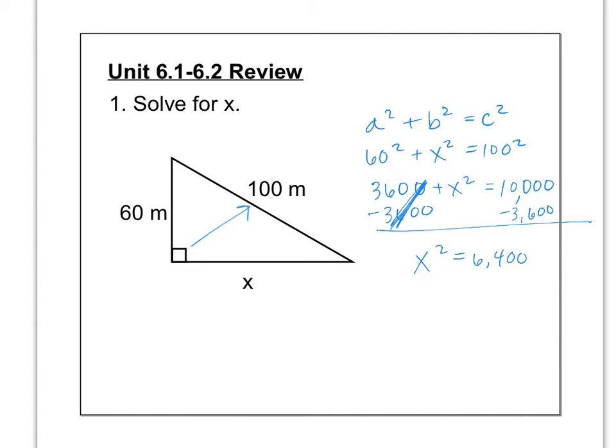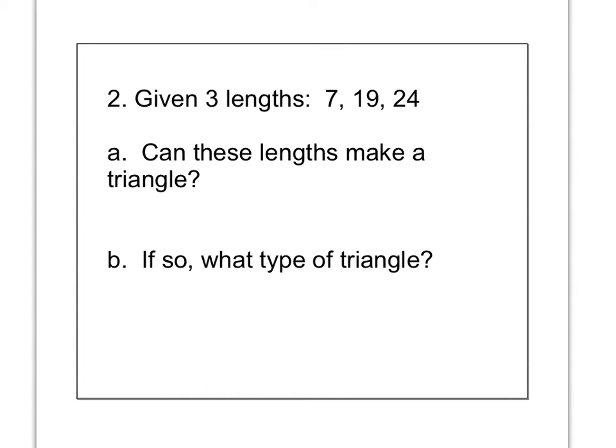Now you don't want x squared. You've got to get rid of that square, so you take the square root. The square root and the square cancel each other out, so you get plain x. Then you type in your calculator the square root of 6,400, and it should be 80. And we can label it meters. Great. Please pause your video and try number 2.